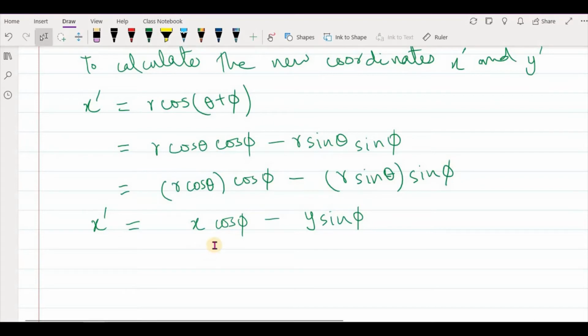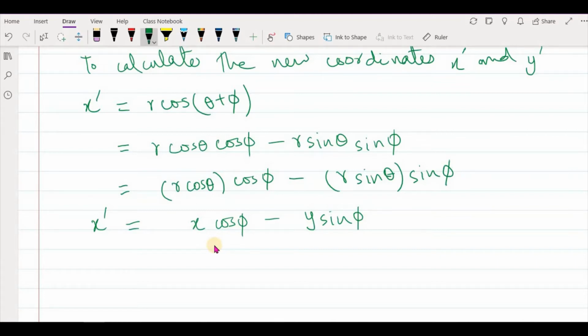So we have calculated the x coordinate, the new x coordinate after rotation. So what we need is the previous coordinates before rotation, both the x and y coordinates, and also we need the angle by which the vector is being rotated.